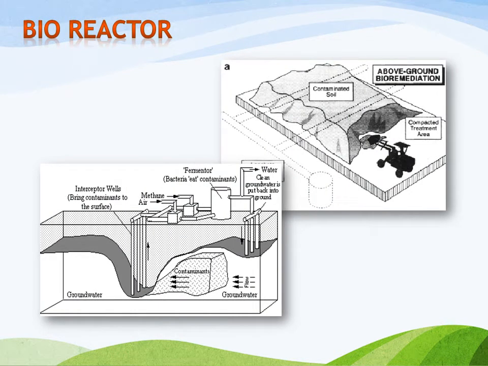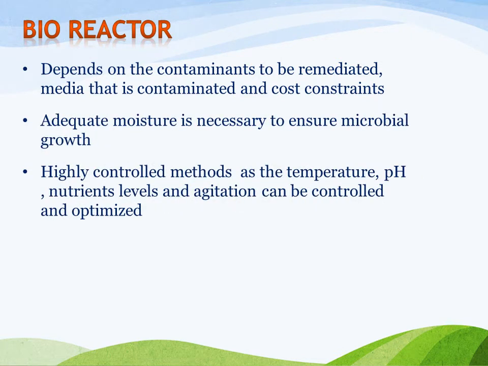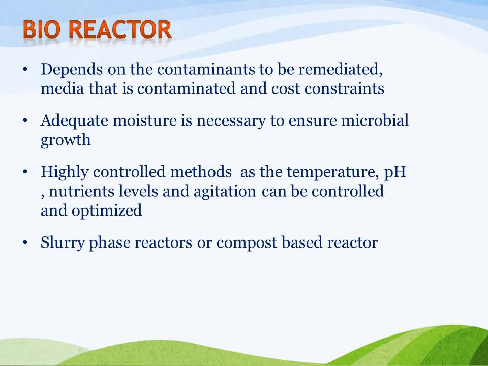The image shows the design of the bioreactors. Bioreactor use depends on the contaminants to be remediated, the media that is contaminated, and also cost constraints. Adequate moisture is required to ensure microbial growth. High control methods such as temperature, pH, nutrient level, and agitation can be controlled and optimized in the bioreactors. There are two types of bioreactors, which are solid phase reactors and compost-based reactors.